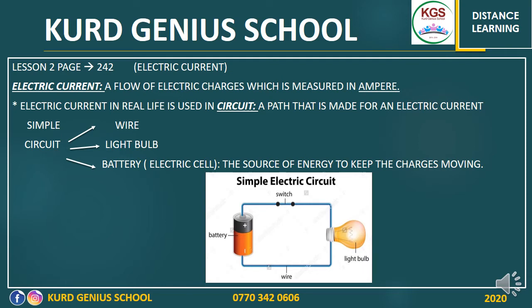In a simple circuit, we should have a wire, a light bulb, and a battery. Of course, a switch as well to turn the light on and off, just like how you turn a light on and off in your house. All of this is made of a circuit. The battery is the electric cell, the source of energy to keep the charge moving. Without the electric cell, no switch, no light bulb, no wire, no anything, because the electric cell is the most important thing in a circuit.